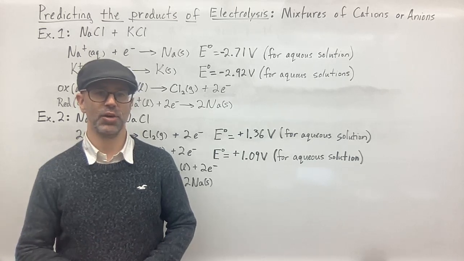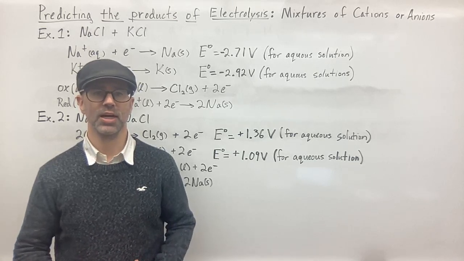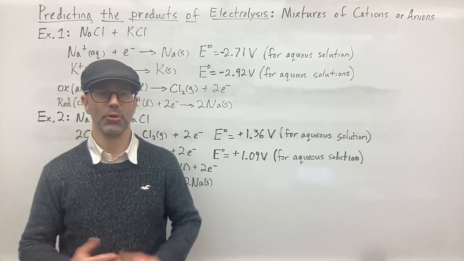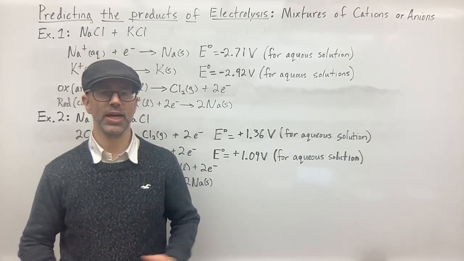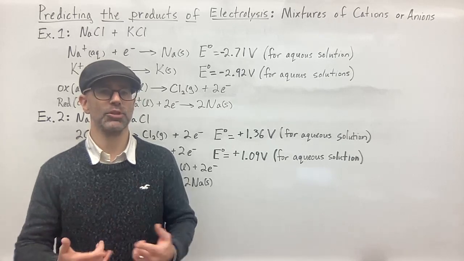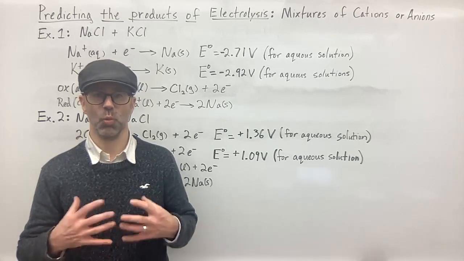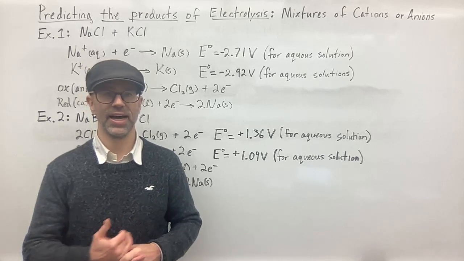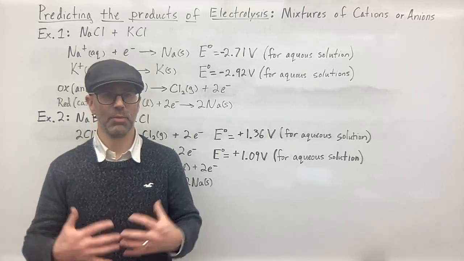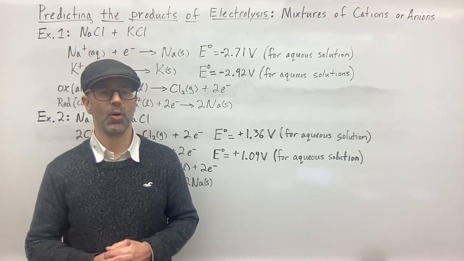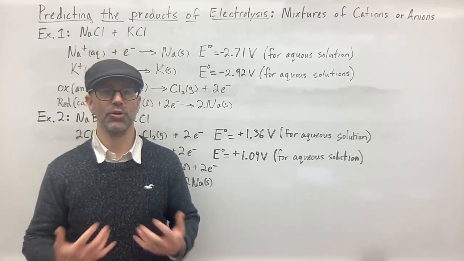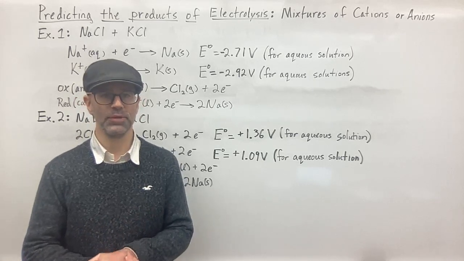In my last video I showed you how to predict the products of a molten salt through electrolysis. That was a pure salt. It wasn't a mixture. It was just one salt with only one cation and one anion mixed together in the cell. But what happens when you have two different salts mixed together? What do you do then? So I'm going to go over a couple of examples.